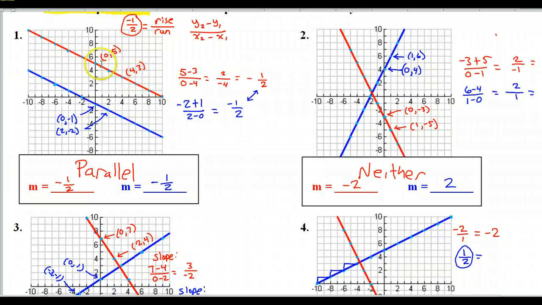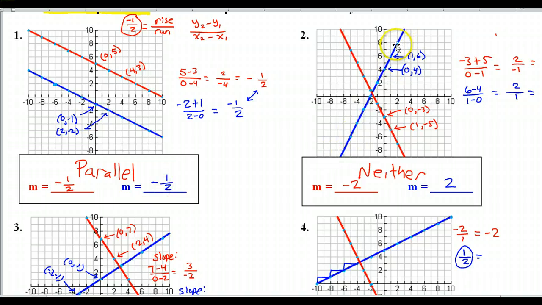It also makes sense that since they're both going downhill, the signs will be the same. So it makes sense that the blue line is going to have the same slope as the red line, since they have the same steepness and they are both going downhill.